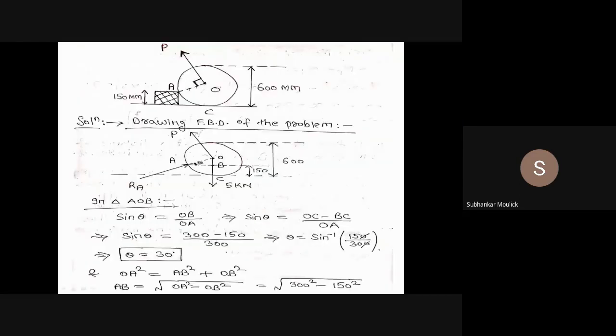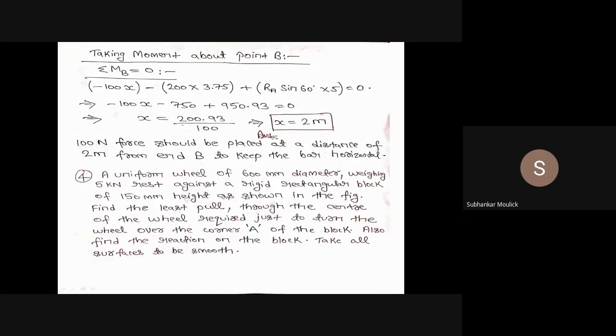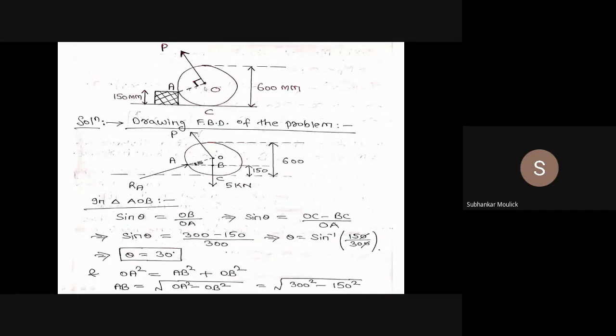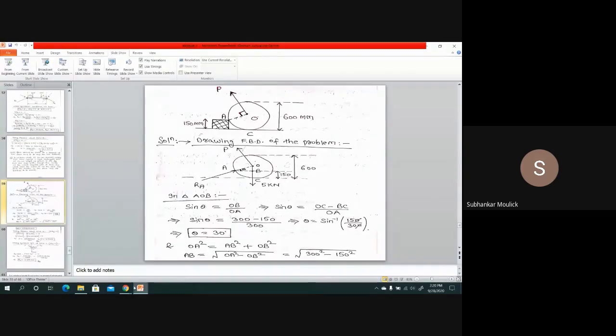That means what is basically given to you is that a wheel is resting on a horizontal surface against a rectangular block. Height of the rectangular block is 150 mm and the diameter of this wheel is 600 mm. Now from the center point, the CG of the wheel, the weight of the wheel is acting, and the weight of the wheel is 5 kilonewton. From this central point of the wheel, a force P is applied.